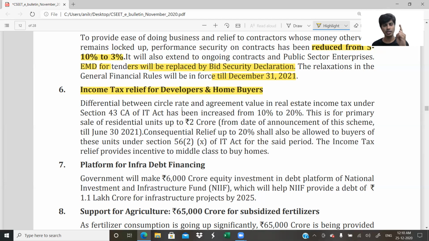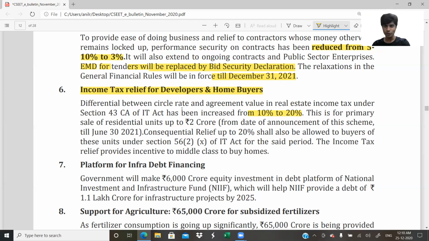How is this different? Previously, this was 10%, meaning 2.5 crores is the transaction price. If the circle rate is 2.75 crores, no tax. If the circle rate is 3 crores, more than 10% difference, you would have to pay tax. That's how it was. Now they've increased that limit from 10% to 20%. I hope you understood this point of income tax relief for developers and home buyers. My personal favorite, because my forte is this tax and consultancy part. I hope you got it.